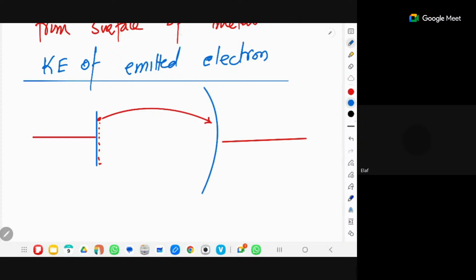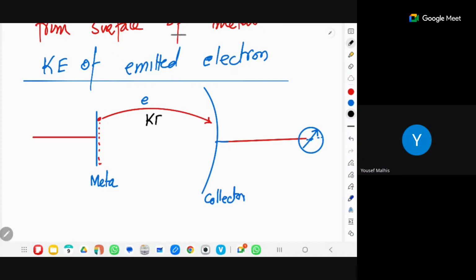Is it clear? So basically, I made a very simple assumption. This electron has to jump from this metal to this collector. Then you can register the current in this emitter. Is it possible? Is it easy? Do you understand this concept? For this purpose, this electron must have kinetic energy.